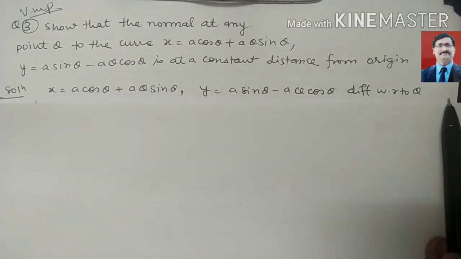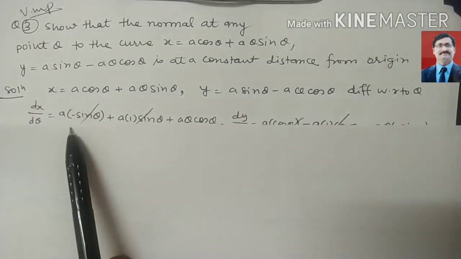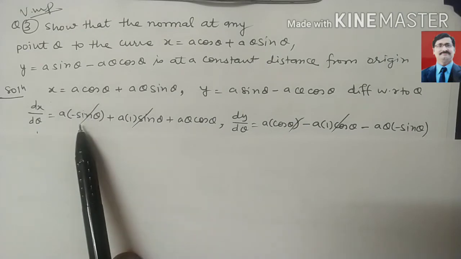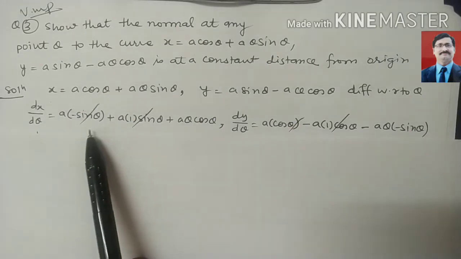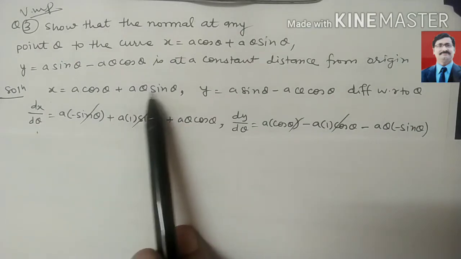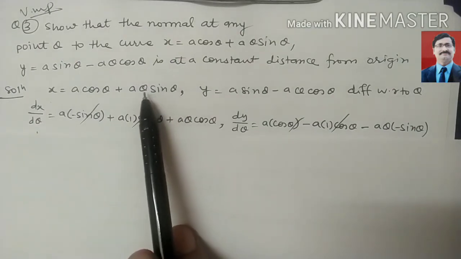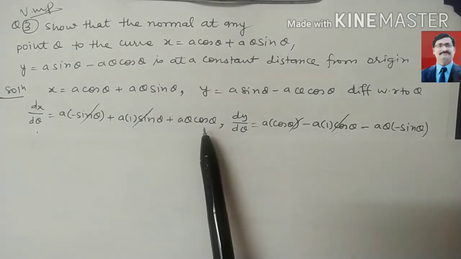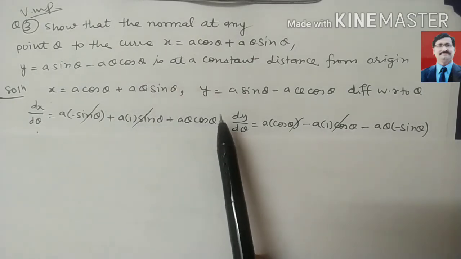We have to differentiate with respect to theta. Look here, we have to differentiate. We get dx by d theta equal to a times the differential of cos theta, which is minus sin theta, and here theta is a constant, and we will use the u into v formula. So the differential of theta is 1 and sin theta as it is, plus a theta as it is, and the differential of sin theta is cos theta.